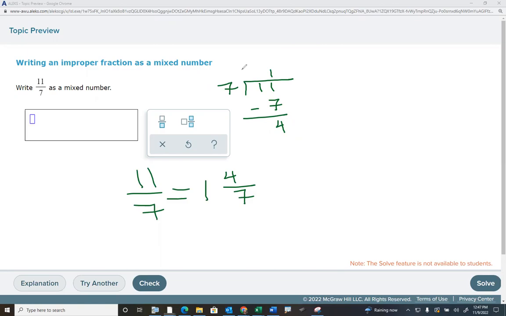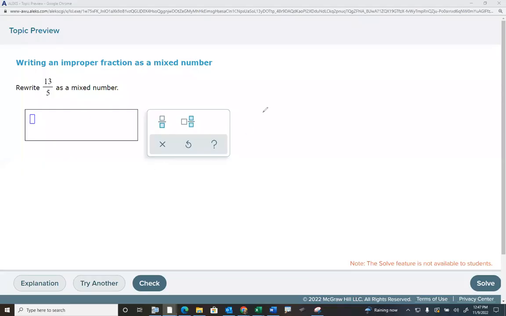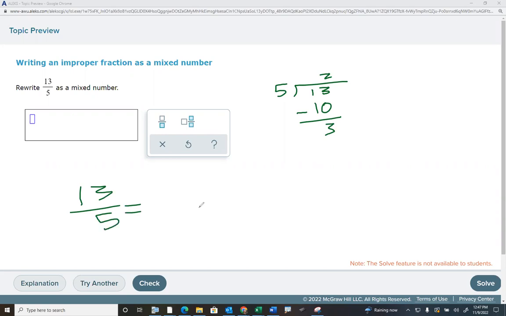Let's do one more of them. Okay, so 13/5. So the bottom divides into the top twice, and 2 times 5 is 10. Subtract, get a remainder of 3. So 13/5 is the quotient, and then the remainder over the divisor. And that's it every time.